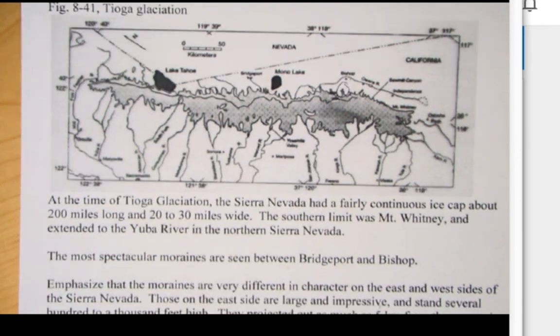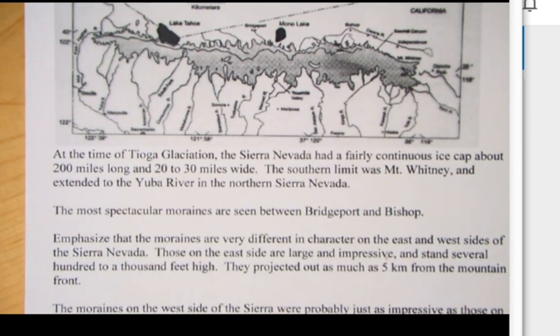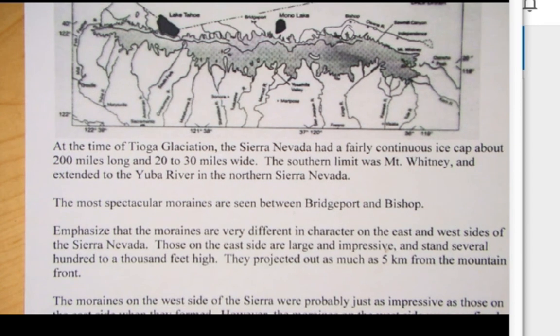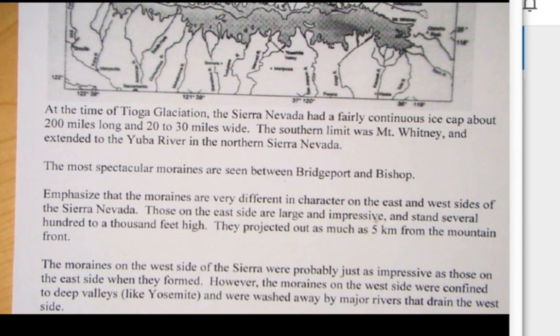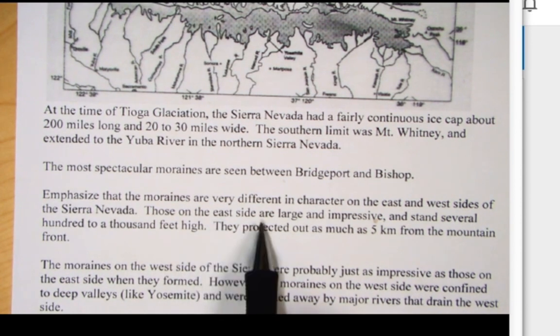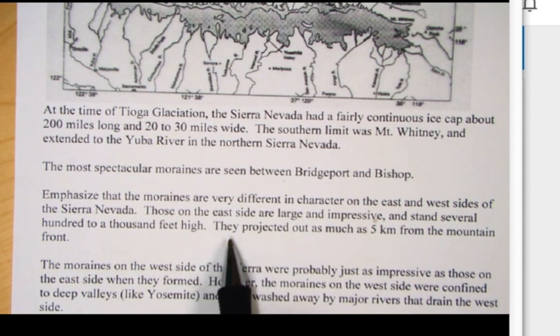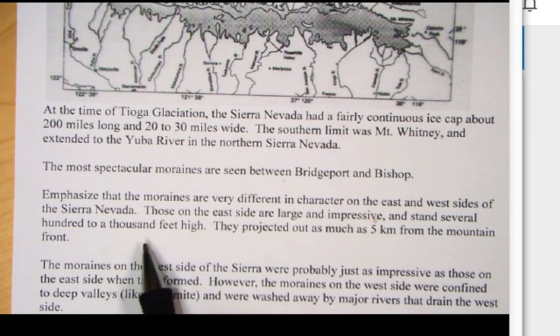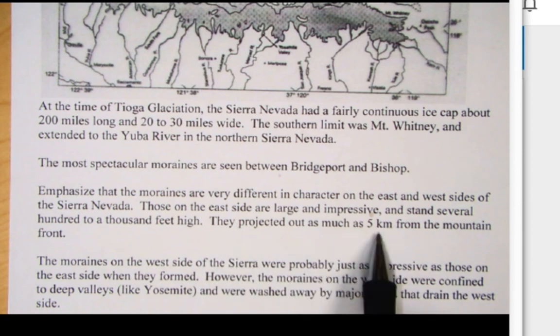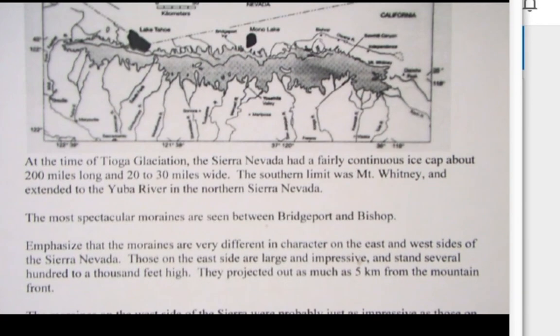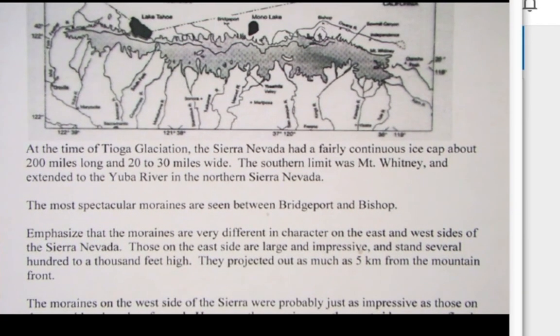Now, again, we're seeing these spectacular moraines between Bridgeport and Bishop. Again, it's an arid climate out there. And then we want to emphasize that moraines are very different in character on the east and west side, again, because they've been eroded, right? So those on the east side are large and impressive and stand several hundred to 1,000 feet high, so very high moraines. They projected out as much as 5 kilometers from the mountain front, right? So that's like these Big Pine moraines here. That's over 3 miles from the mountain front there.